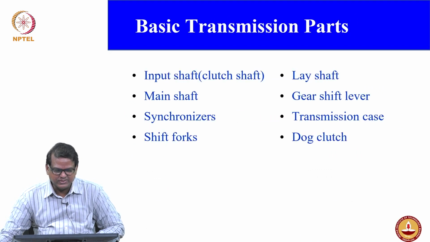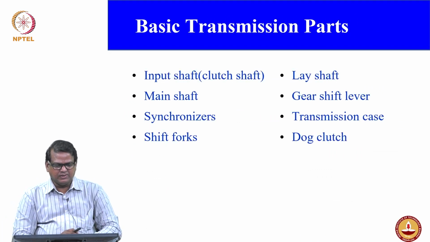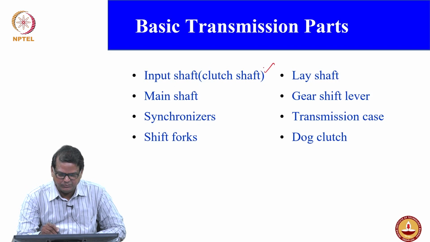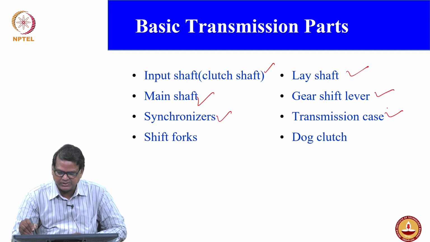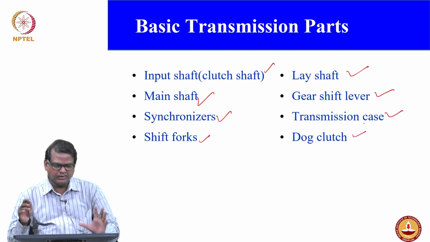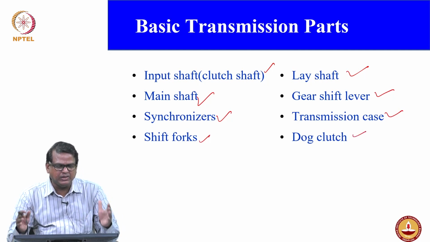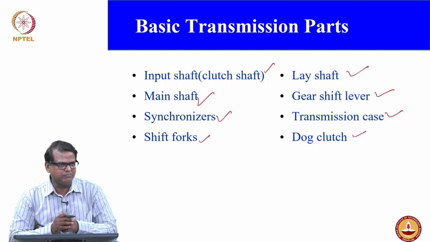You can see these are the basic transmission parts, which have the clutch shaft input, then the lay shaft, the main shaft. From there you will go to gear shift levers, synchronizer, transmission case, shift forks and dog clutch. These are the components present in the gearbox system.